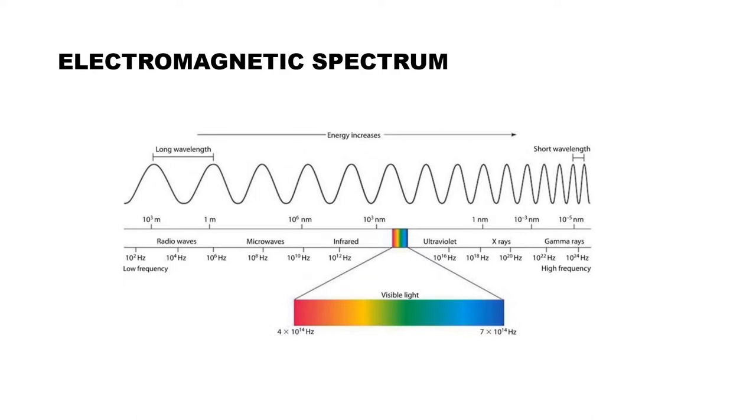Next one is the electromagnetic spectrum. Already I have told you that an antenna will radiate electromagnetic waves. This is the figure of the electromagnetic spectrum. Here I have mentioned 10 power 3 meter, 1 meter. These represent the wavelength of the electromagnetic waves. Below, we have values in terms of hertz, which represent the frequency of electromagnetic waves. Based on the frequency of electromagnetic waves, we can name them radio waves, microwaves, infrared waves, ultraviolet rays, X-rays and gamma rays, right?